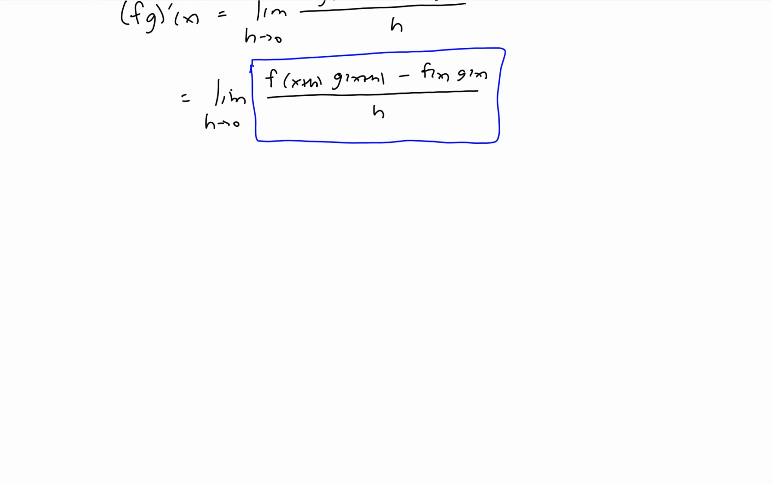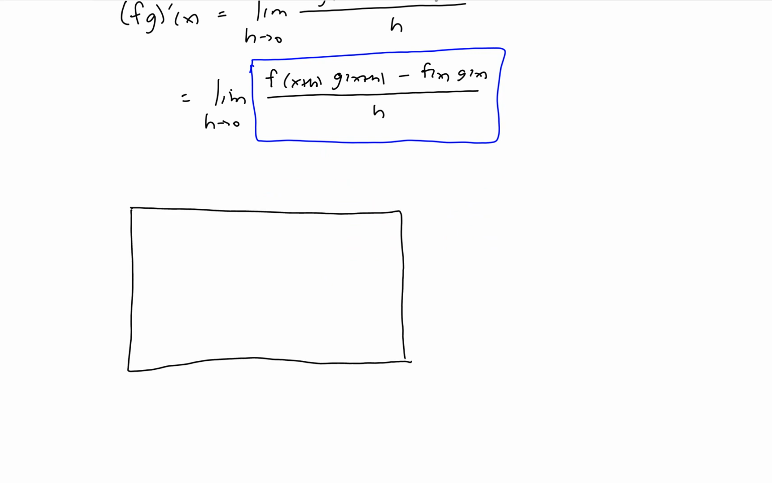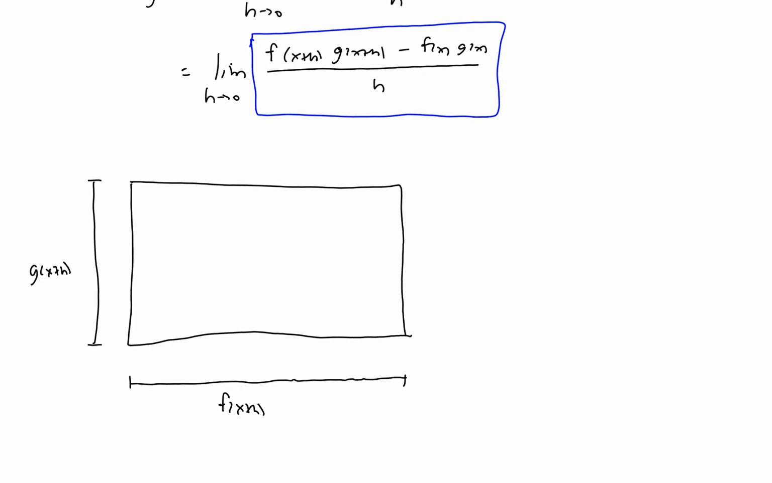So let's start by thinking of drawing a box here. And let's suppose this full distance here is f of x plus h. And this distance here is g of x plus h. So what we can think of is we had some distance length here that was f of x. So say this distance is f of x, and then we had some distance that was g of x. So let's say this distance is g of x. And then as we add a little h to it, we get a little bit more.